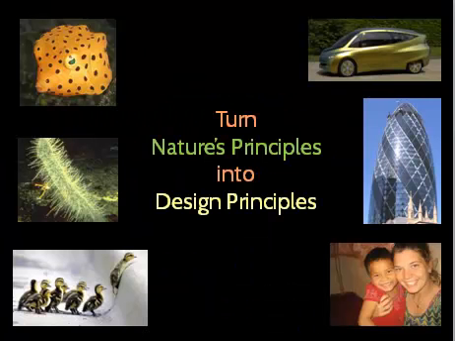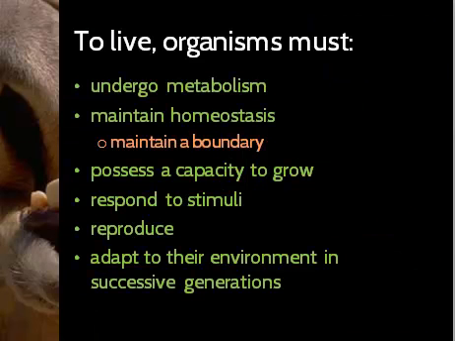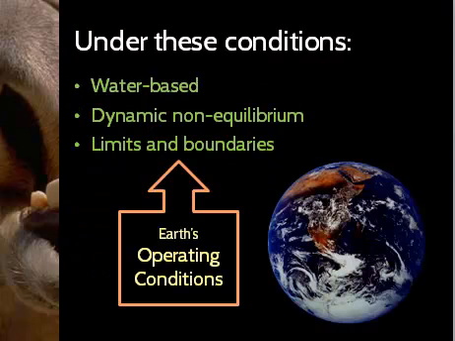And to do that, we turn nature's principles into design principles. And the idea is that to live on Earth, all organisms, including humans, have to undergo metabolism, maintain homeostasis, which means you have to maintain your boundary and keep things pretty much the same inside. You have to possess a capacity to grow, you have to be able to respond to stimuli, you have to be able to reproduce, and be able to adapt to your environment through successive generations. And you have to do all these things under the conditions that are present on Earth.